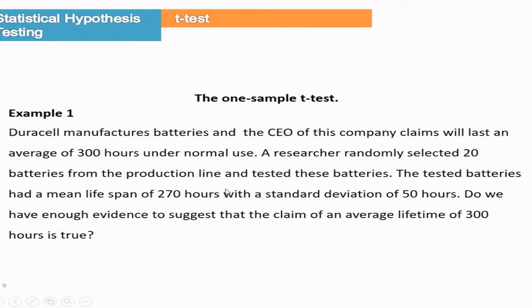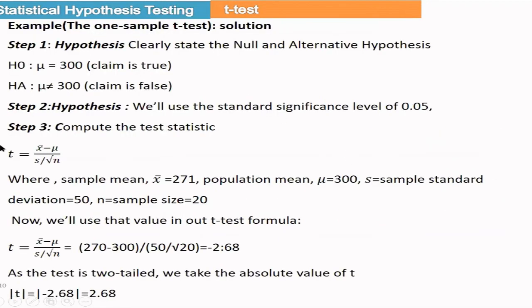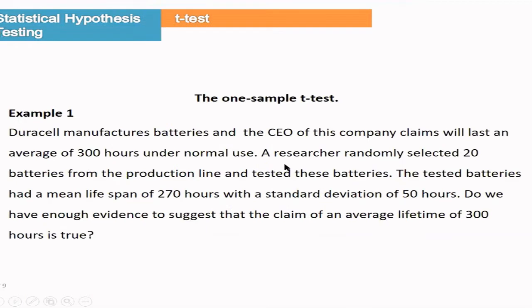It is calculated from the sample, so we have to use the t-test, not the z-test. Okay, almost the same formula. The formula for the t-test is x bar minus mu divided by s over root n, where x bar is the sample mean, which is given, 200. That is given already.